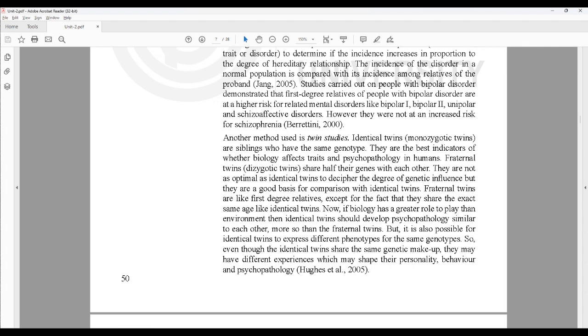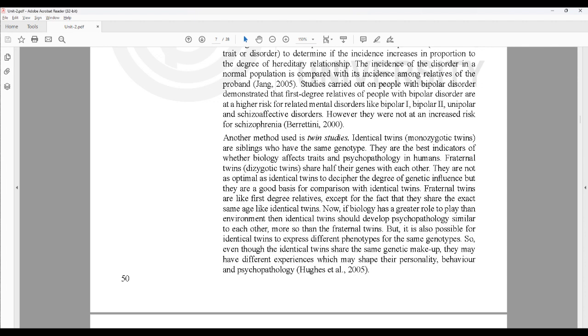Studies carried out on people with bipolar disorder demonstrated that first-degree relatives of people with bipolar disorder are at a higher risk for related mental disorders like bipolar I, bipolar II, unipolar and schizoaffective disorders. However, they were not at an increased risk for schizophrenia (Berrettini, 2000). Another method used is twin studies. Identical twins, monozygotic twins, are siblings who have the same genotype.